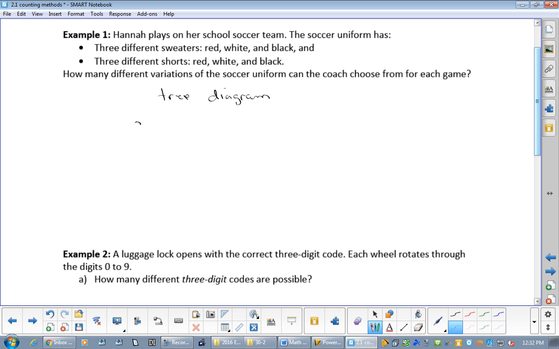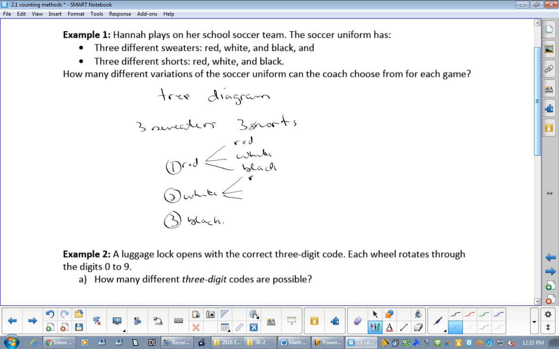So there are three sweaters: sweater one, two, and three. And yeah, you're right, we could call them red, white, and black. And then we have three shorts. So what you do is you go like this. You have red, white, or black. Red, white, or black. Red, white, or black. You need to copy this down, right?